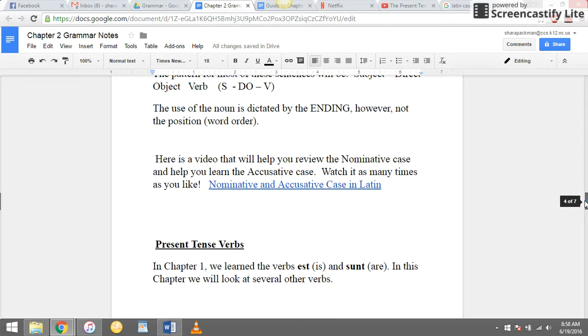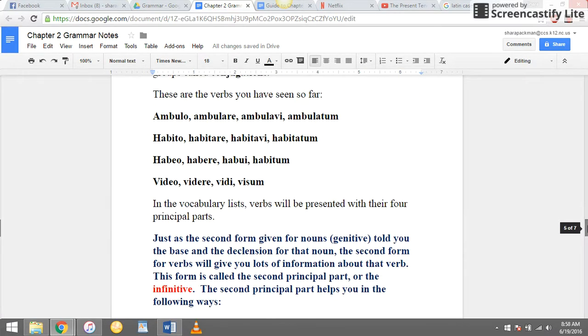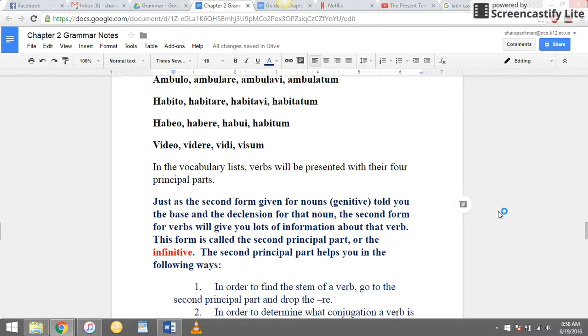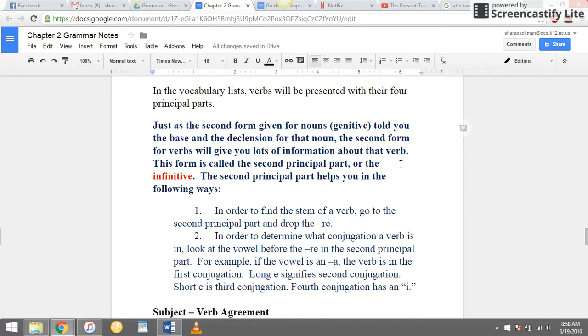Then you get into the present tense of verbs. These are the verbs that you've seen so far. Video you may not have seen, but that's okay. You're still going to learn about it. And this is going to tell you here how to find the stem of a verb. This is super important right here. So make sure you look at it and you maybe even write it down.